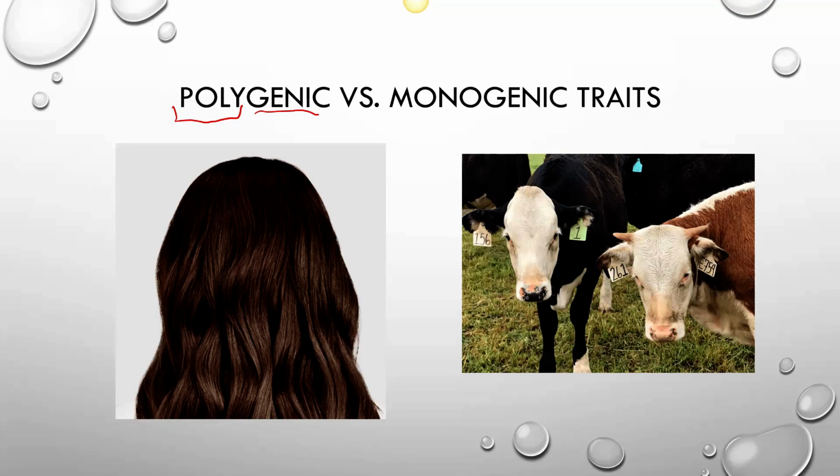Monogenic, mono means one, genic is talking about gene. So a monogenic trait is inherited by one gene. An example of a monogenic trait would be horned or polled cows. Horned means that they have horns. Polled means that they don't. They either have horns or they don't. So they have it or not. Monogenic traits are going to be inherited by one gene.